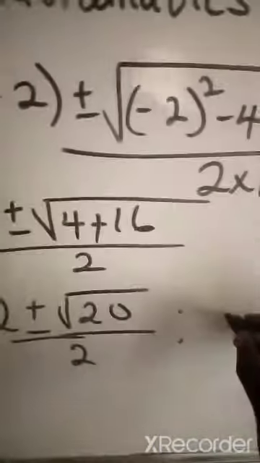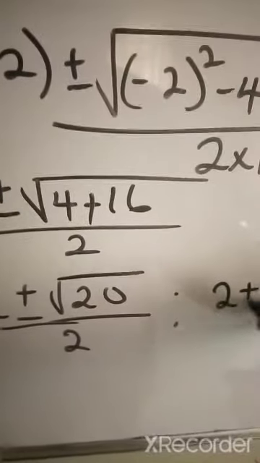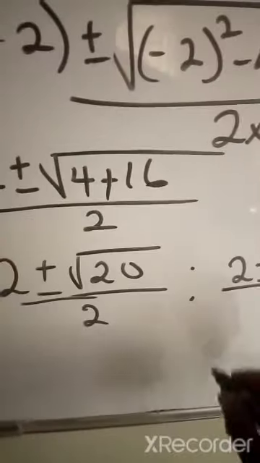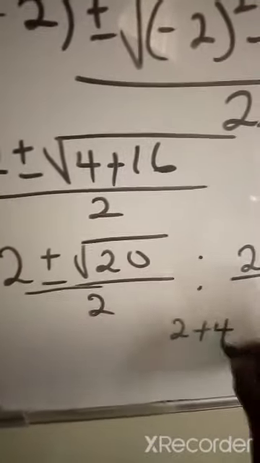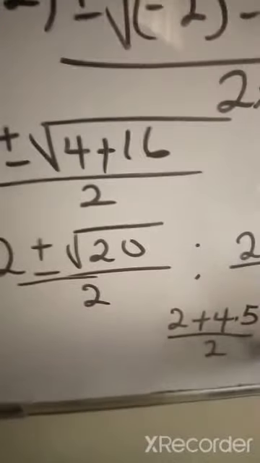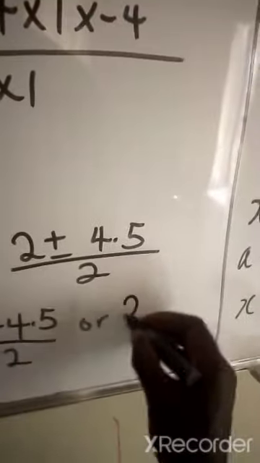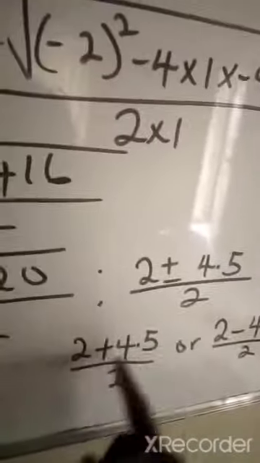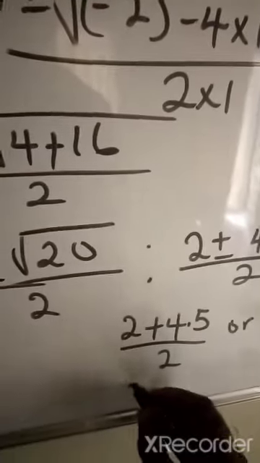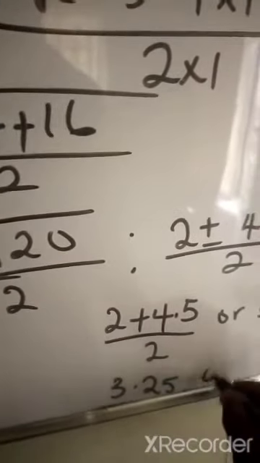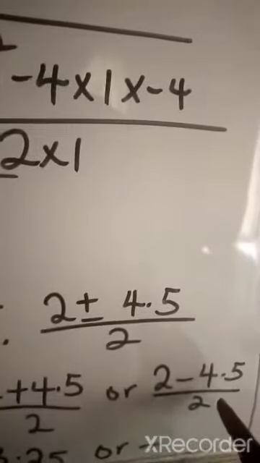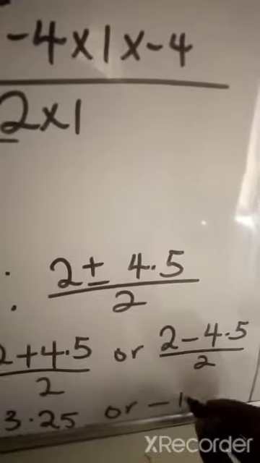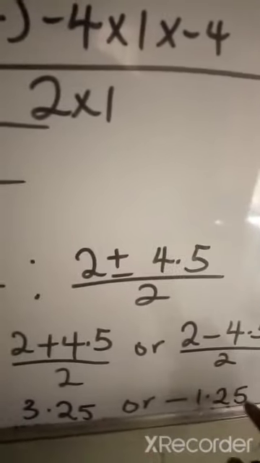So we can take the square root of 20 as 4.5 divided by 2. So this will give us 2 plus 4.5 over 2, or 2 minus 4.5 over 2. So this will give us 6.5 divided by 2. That will give us 3.25, or minus 2.5, isn't it? Divided by 2 will give us 1.25. That's 3.25 or minus 1.25. So that is the answer.